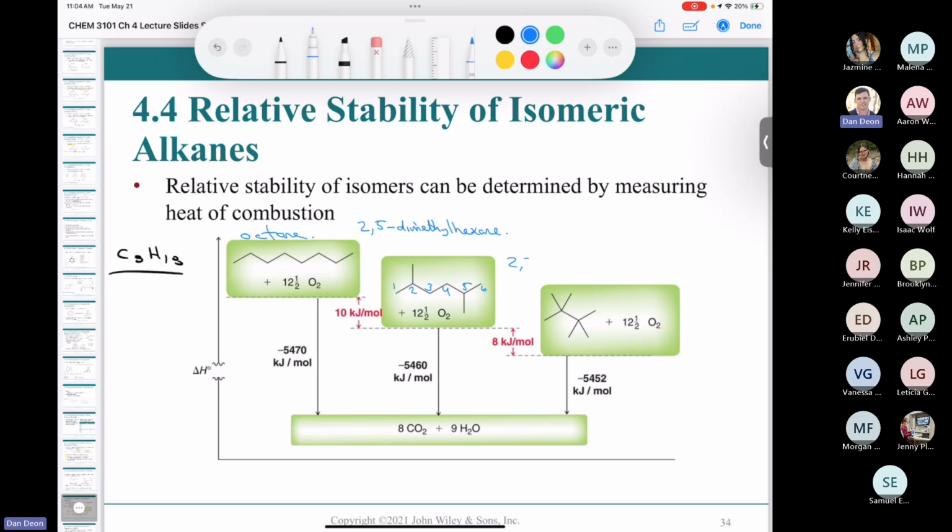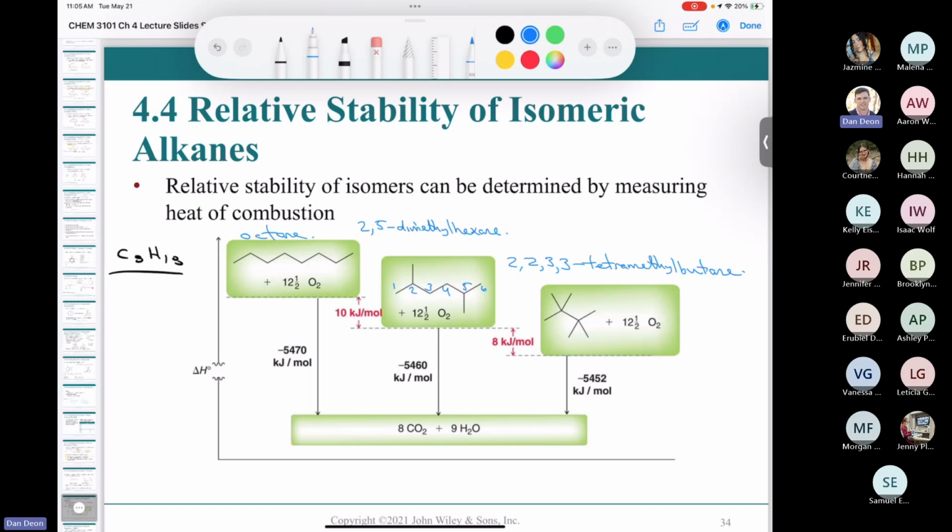2,2,3,3-tetramethylbutane. So they all have the same molecular formula. So they're isomers, but they're constitutional isomers because they all have a different connectivity, right? They all have a different name.